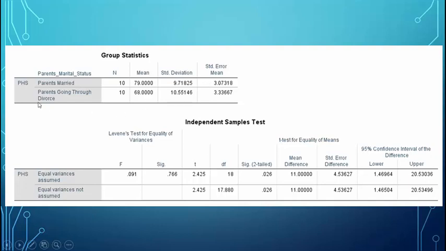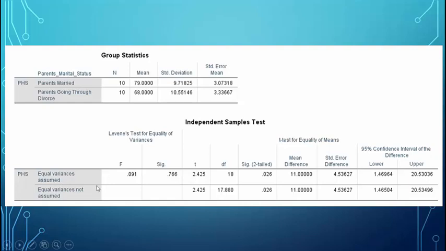And then our second group, parents who are going through divorce. Again, we've got 10 people. Their mean physical health score was 68. Here's the standard deviation of 10.55 and standard error. And then below that comes out your independent samples t-test.